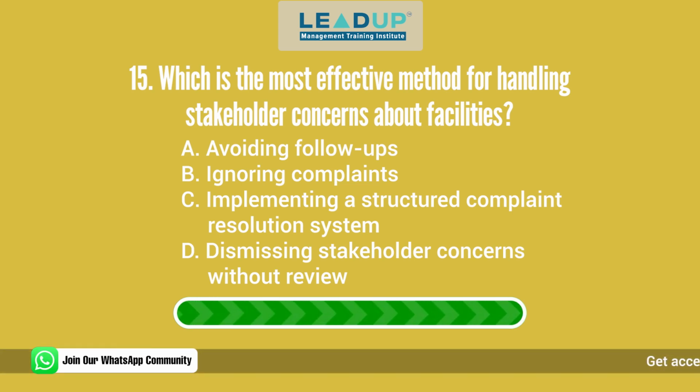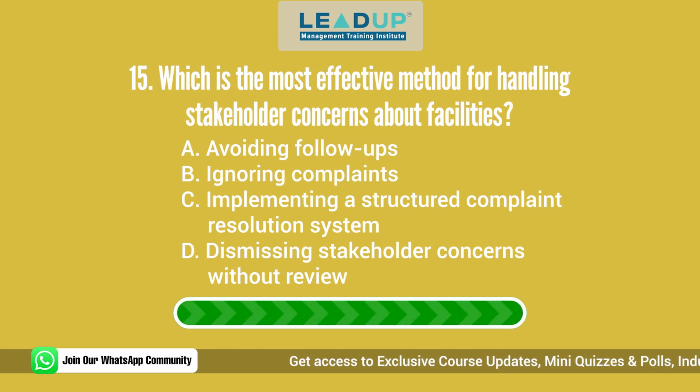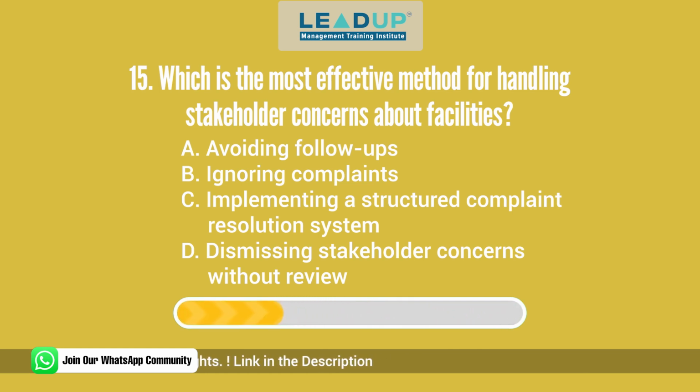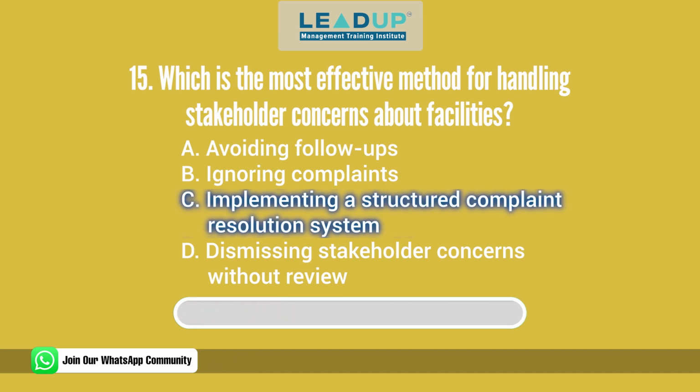Question 15. Which is the most effective method for handling stakeholder concerns about facilities? A. Avoiding follow-ups. B. Ignoring complaints. C. Implementing a structured complaint resolution system. And D. Dismissing stakeholder concerns without review. Answer: implementing a structured complaint resolution system.